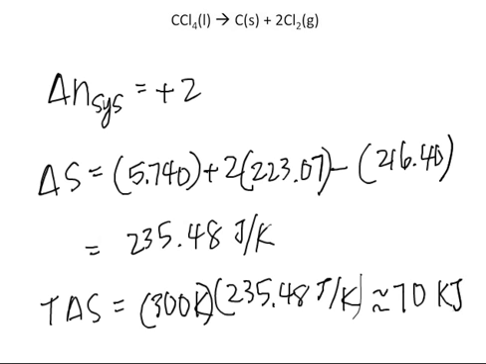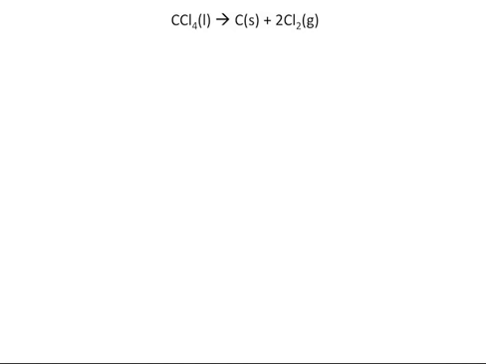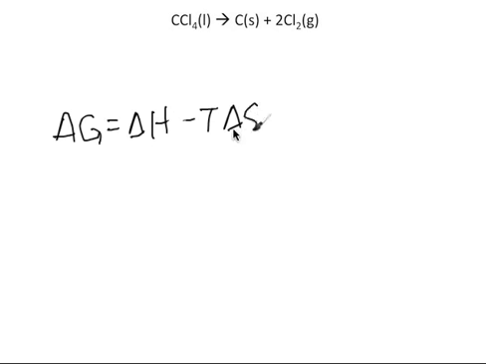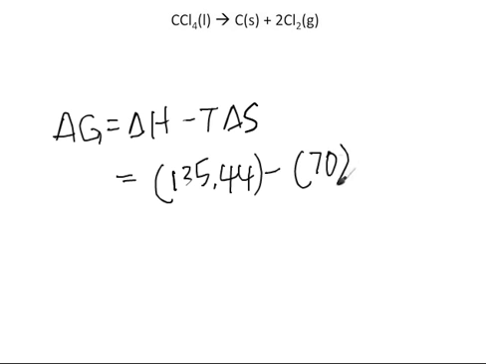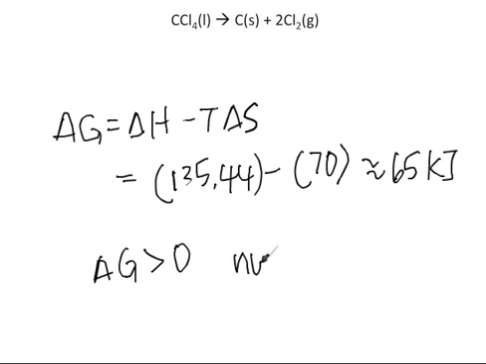Okay, so now we can calculate delta G. Well, we've done this many times now, delta G is delta H minus T delta S. We have calculated both these values. So the first one is 135.44 kilojoules minus 70 kilojoules. That's going to be about 65 kilojoules. So this is going to be a non-spontaneous process.